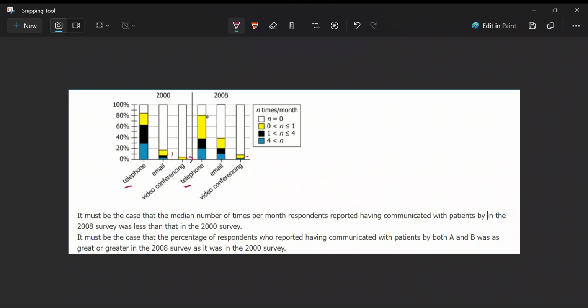Now in 2008, 80% was the number. And if you look at the center, it is the yellow portion, which tells us it is 0 to 1. While when we look at the 2000 survey, in 82%, which is at around 41%, it is black. So the median number of times per month in 2000 is higher as compared to that in 2008. So our answer is telephone.